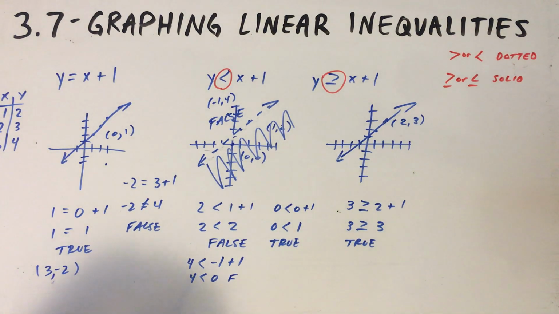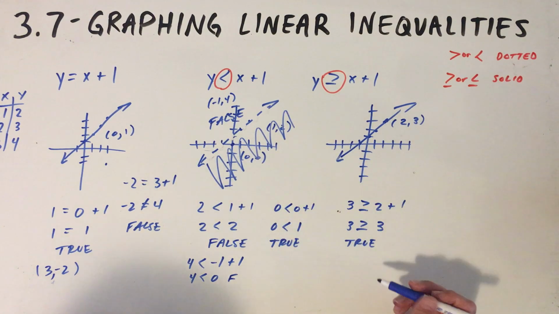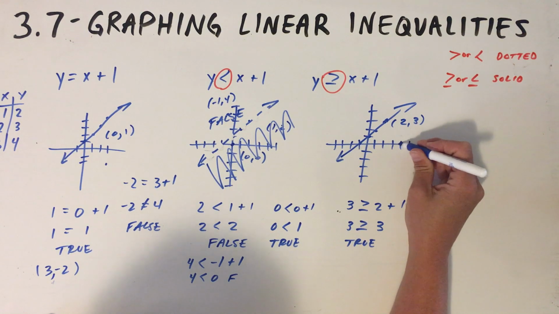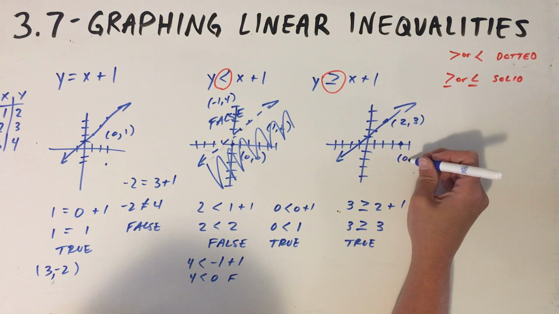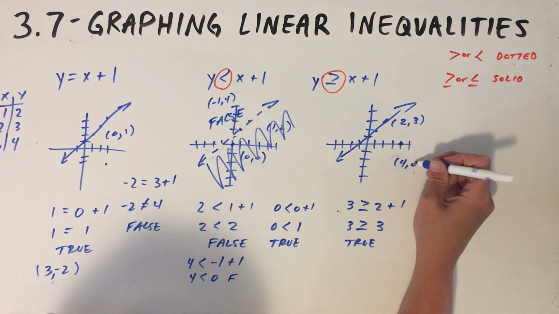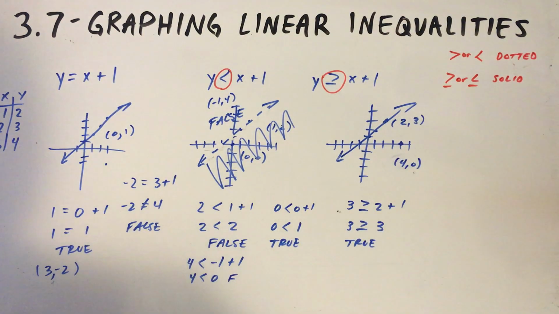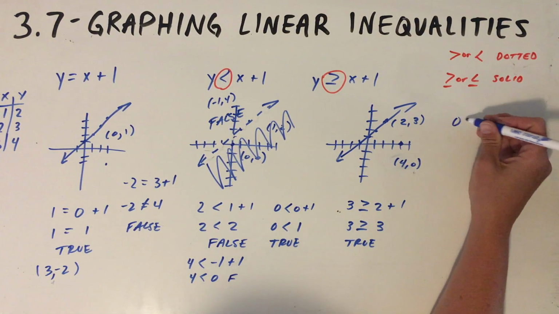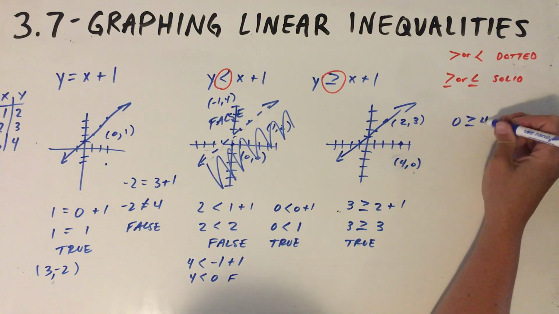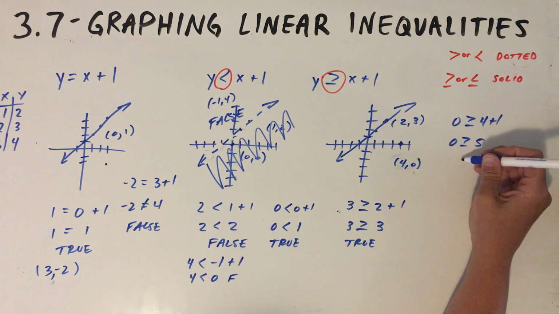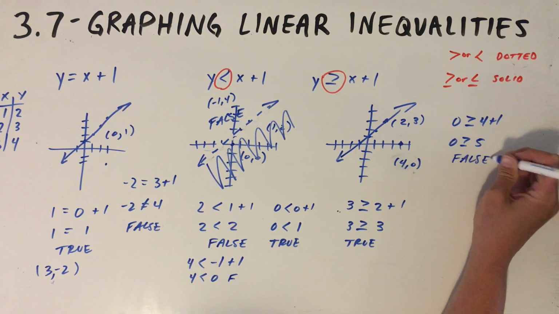But I also want to know what else makes the statement true. Well, we already figured that out right here. Well, or did we? Let's see. So let's plug in the point, I don't know, let's plug in this point right here. Let's plug in the point 4, 0 and see if this is true. Okay, so if I plug in 4, 0, I get that 0 is greater than or equal to 4 plus 1. 0 is greater than or equal to 5. No, 0 is not, so this is false. Okay, so points over here are false.